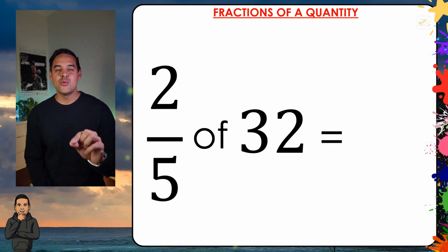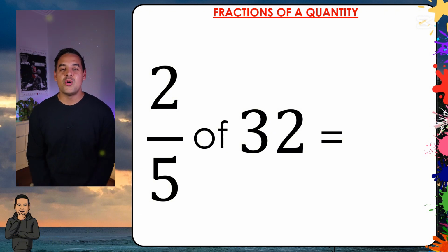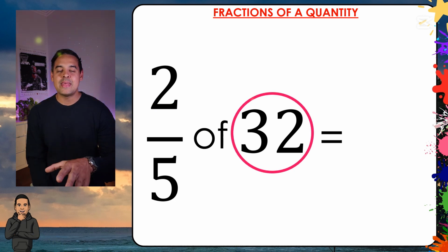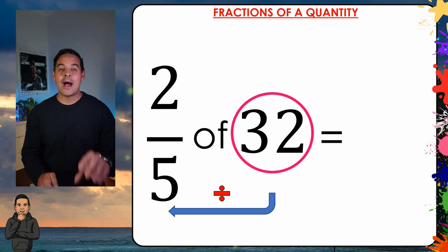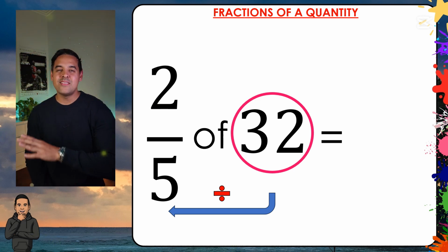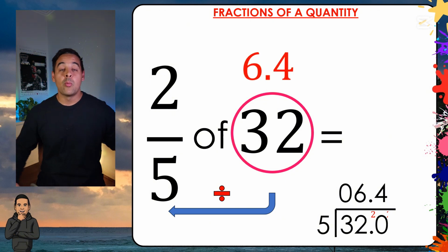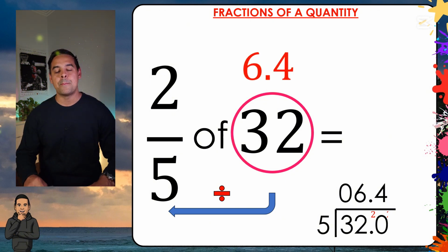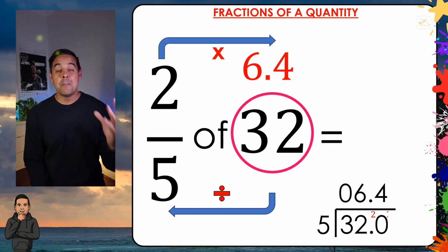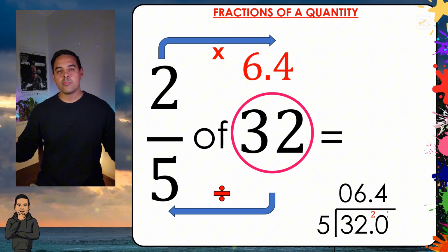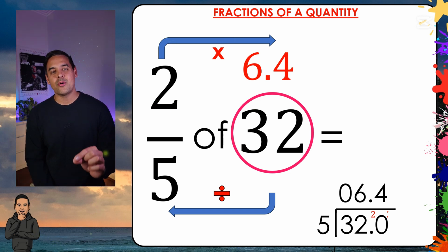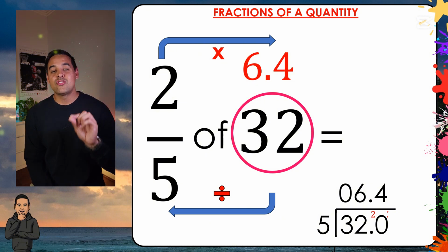Now, the next example is going to be a little bit more challenging, but we will get through it together. So we're finding out 2/5 of 32. Remember, we start with our whole number and we divide it by our denominator. So putting it into a division algorithm, we have 32 divided by 5. Now that answer is going to be 6.4. We put the 6.4 above the whole number. Now remember, the next step is whatever answer you get from step number 1, we need to multiply that by our numerator. So we would have 2 times 6.4, or vice versa, 6.4 times 2.